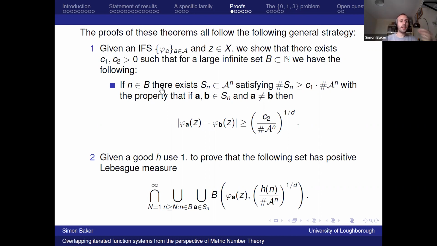Essentially, all we do is we're just interested in those levels coming from B, for which I know I have this large, well-separated set. So instead of unioning over all n here, I union over all n larger than big N for which n is contained in B. And instead of considering all images, I look at images coming from these words, which I know are well separated. Okay, and then just by some fairly simple quasi-independence on average estimates, you can show that this has positive Lebesgue measure.